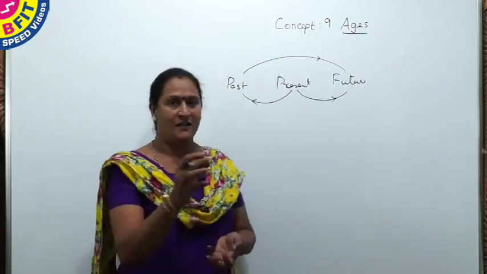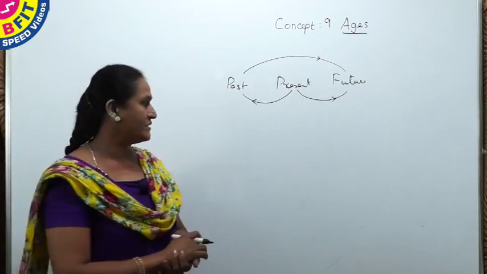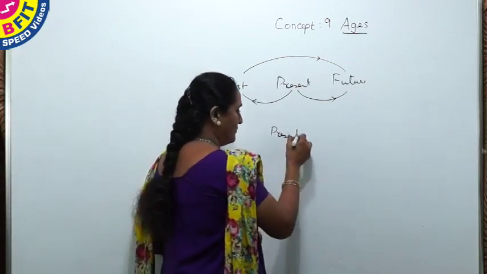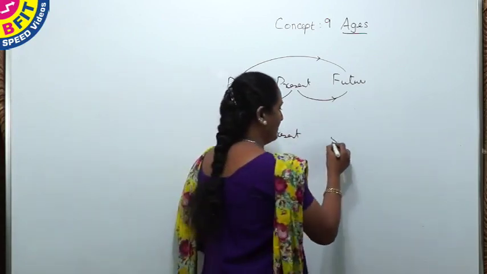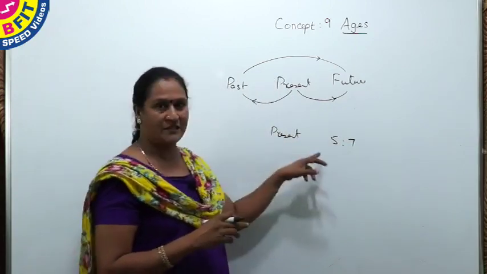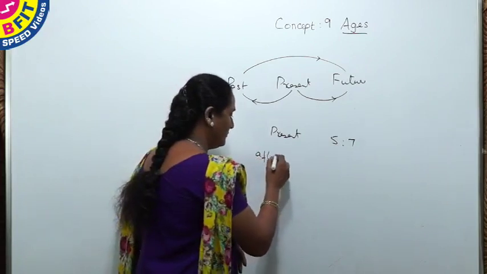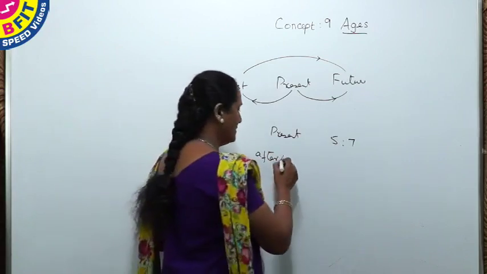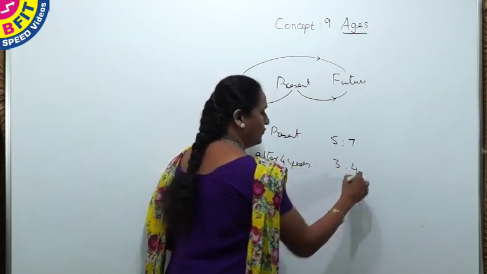So I will give another example, when past, present and future are given. The present ratio is 5:7. So the question here is the present ratio 5:7. There we saw before 4 years. Here, after 4 years, the ratio is given as 3:4.